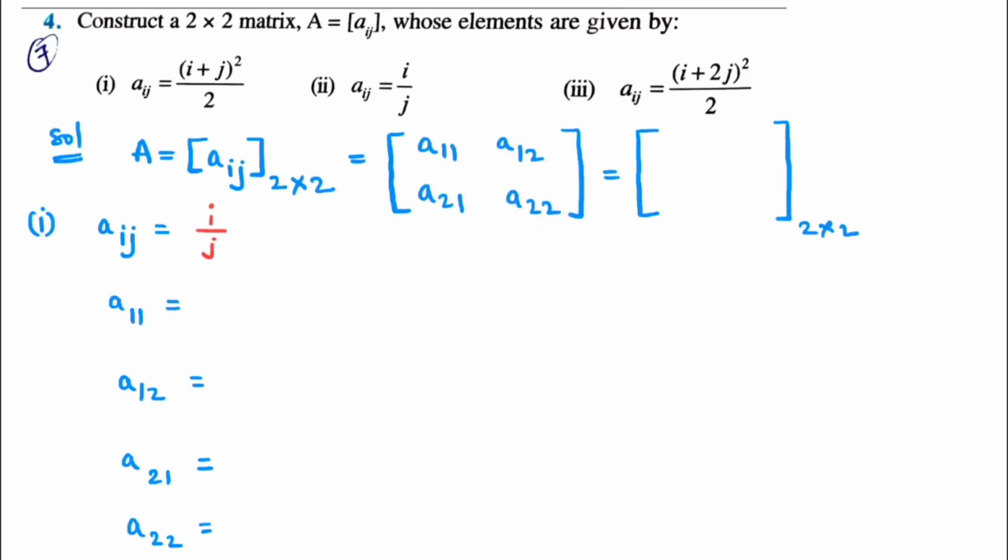First I will calculate A11. How will I calculate A11? In place of i, here 1 is there. In place of j, here 1 is there. Okay. So you write 1 by 1. That is same as 1.